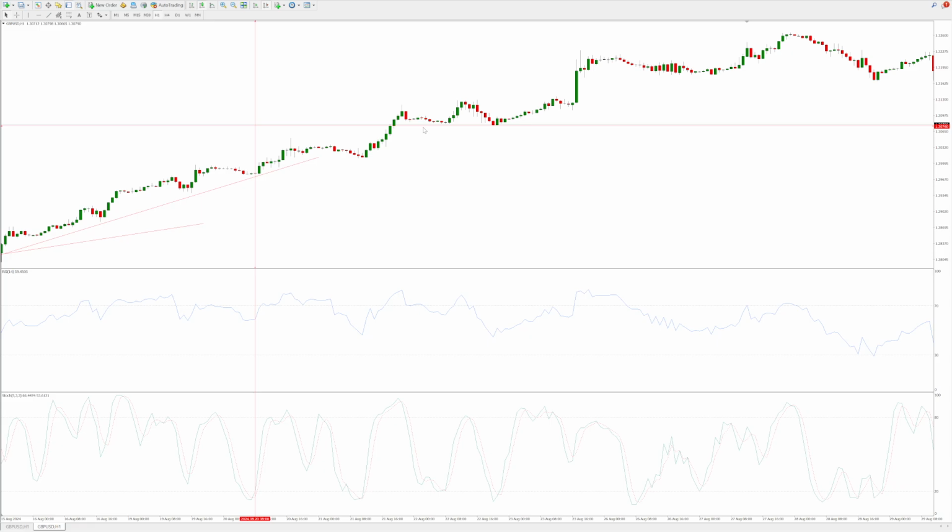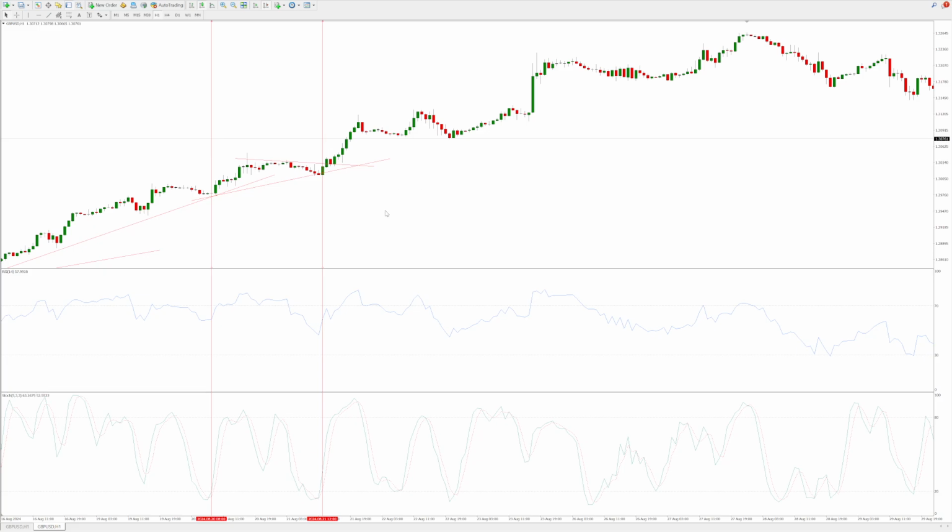Another entry point. Just move that one out of the way. Stochastic crossover in the oversold, not overbought. Potential entry point. Have a good outside bar there, as well as a breakout of the resistance. That's actually an ascending wedge pattern there. I do have a video on wedge patterns which can be useful to confirm trade entries. If you enter these positions, you can use the previous low for your stop loss.